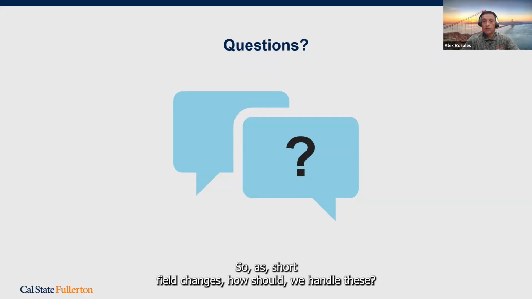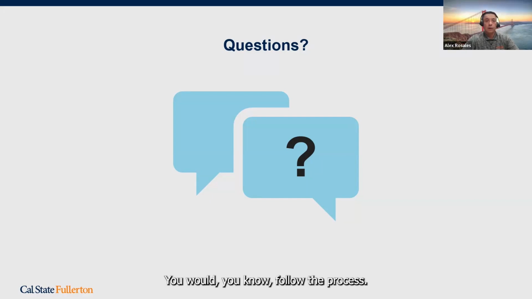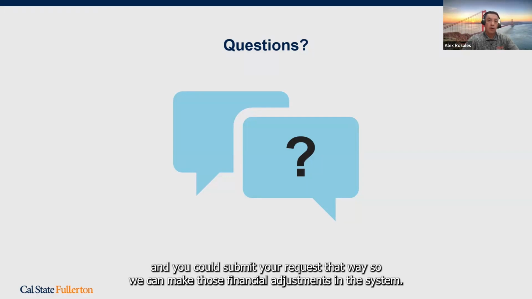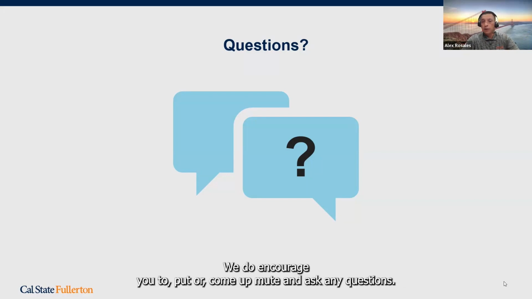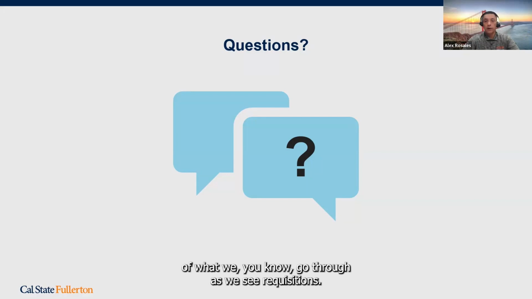So as chart field changes, how should we handle these? That could be handled through a change order request. You would follow the process. I think there was a link on the presentation that you'll have access to, and you could submit your request that way, so we can make those financial adjustments in the system. We do encourage you to come off mute and ask any questions, as this is the time for you to get some clarification and understanding of what we go through as we see requisitions.